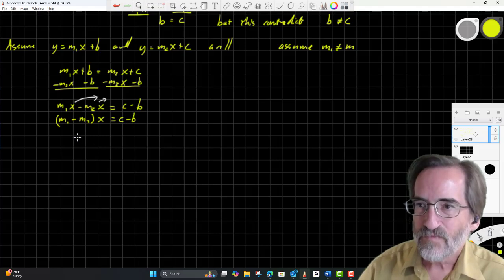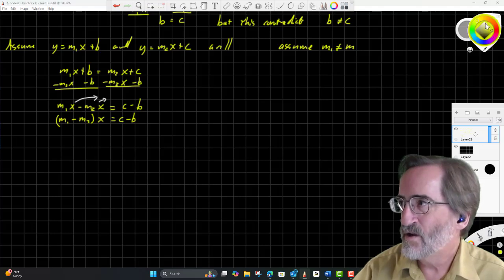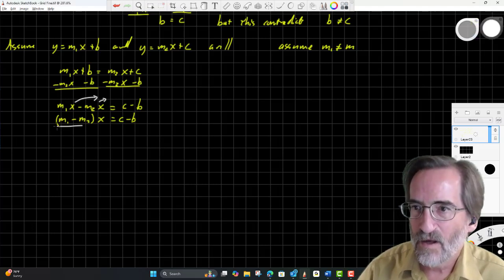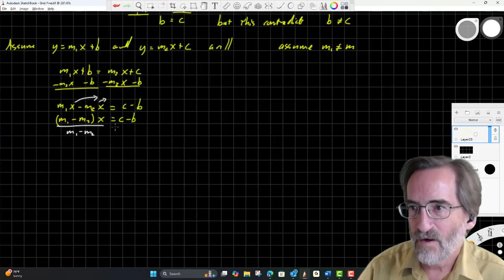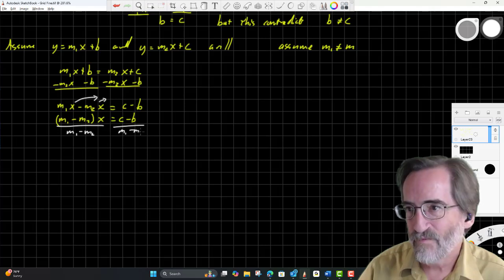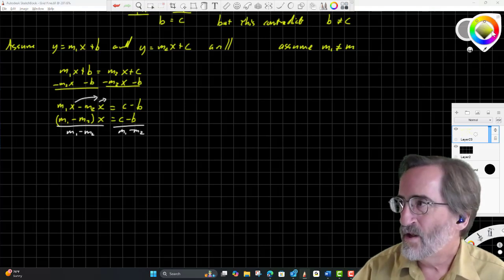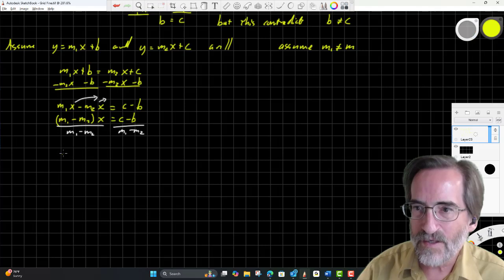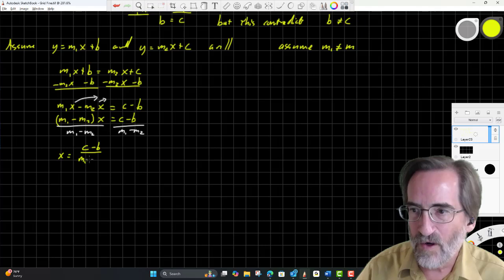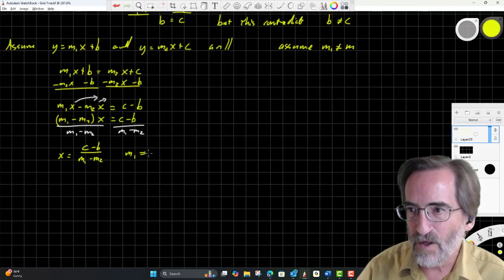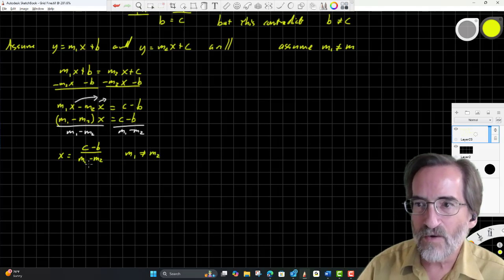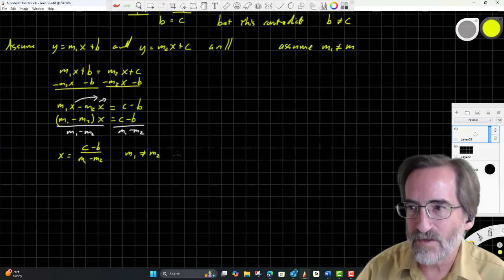Okay, and then divide by m1 minus m2. And we end up with x equals c minus b over m1 minus m2. Now we just said that m1 does not equal m2. So if they're not equal, then m1 minus m2 must not be 0.